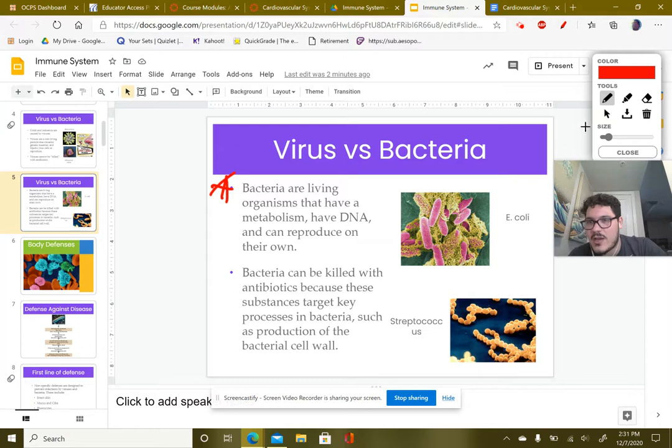E. coli is another very common bacteria. You may have heard of E. coli, especially from outbreaks at different restaurants. We actually have E. coli in our system naturally. So E. coli is pretty normal. Normally we have it in our large intestine, and it helps with the fecal matter process.